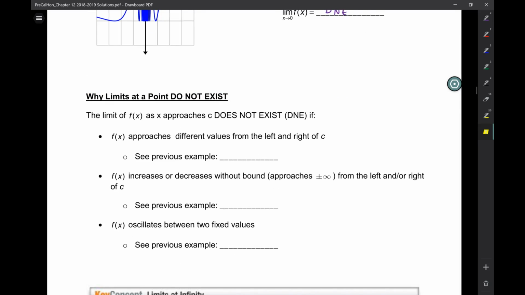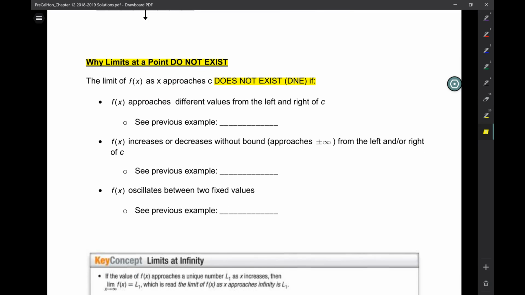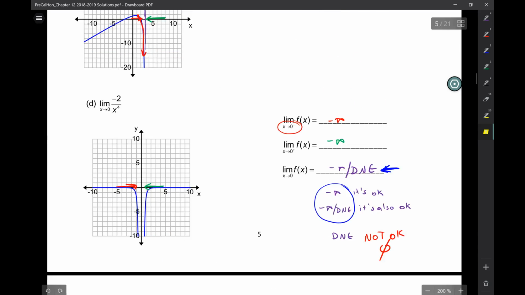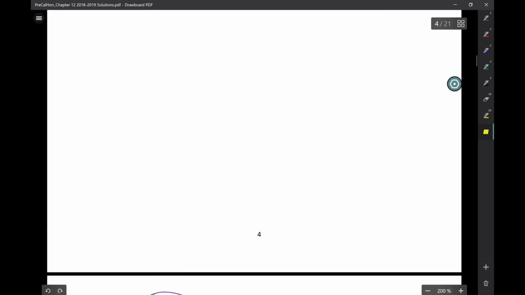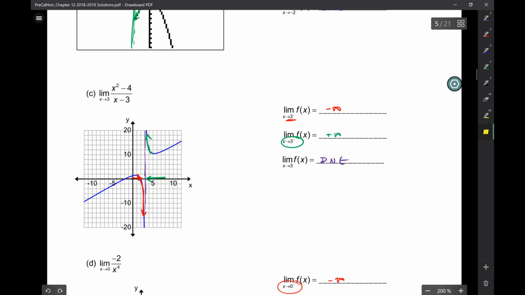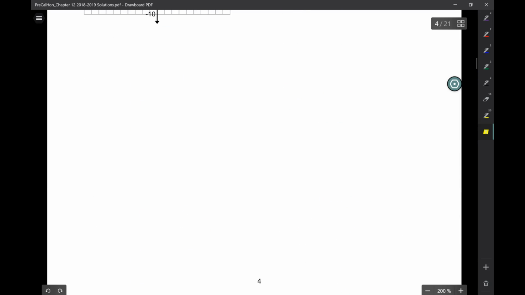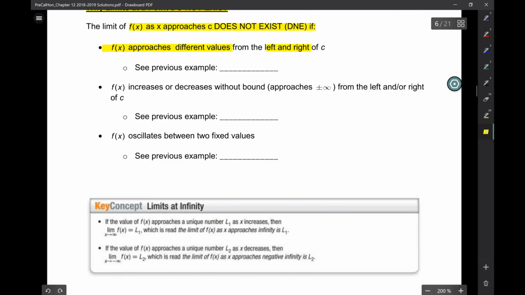Okay, now, this is important here. Why might a limit at a point not exist? What are the situations? The limit will not exist, or it's DNE, if, the first case, f of x approaches different values from the left and right. So of these, which one qualifies? A, B, C, D, or E? Different values from left and right. B is a good one. Okay, B.